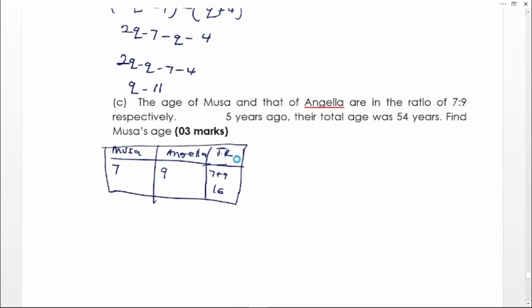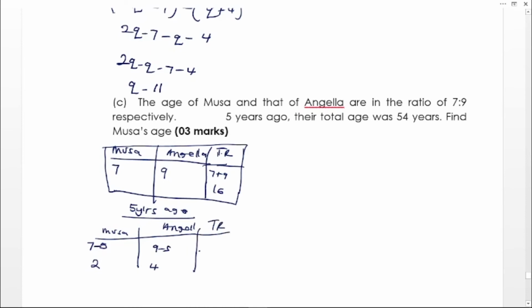Now they are telling us that 5 years ago, their total age was 54, meaning that these parts also reduce. We are having Musa and also Angela. 5 years ago Musa is going to go back. We are taking 5 parts away: 7 take away 5 is 2 parts, then 9 take away 5 is 4. Then our total ratio here is going to be 2 plus 4, which is 6. When you add these parts, the total age here is 54. Then we need to know how old is Musa.